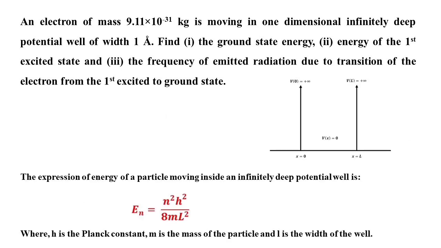By solving the Schrodinger equation, we have obtained the expression of energy of a particle moving inside an infinitely deep potential well, which is given by En = n²h²/8mL². n designates the particular state where the particle is located, h is the Planck constant, m is the mass of the particle, and L is the width of the potential well.